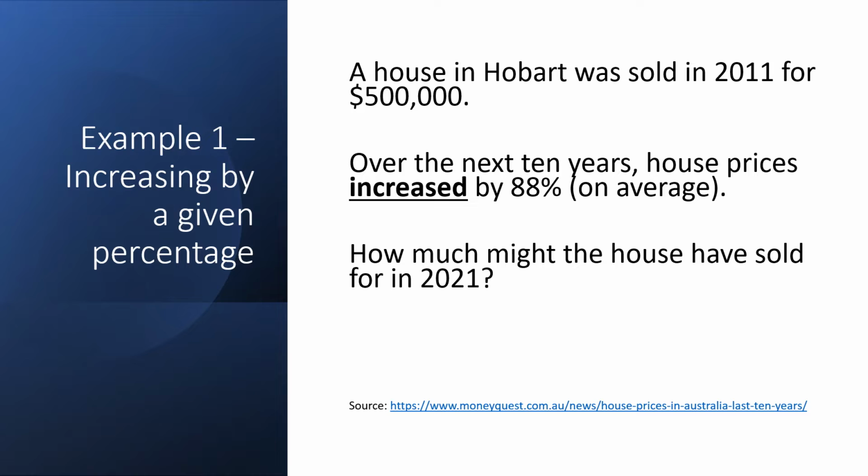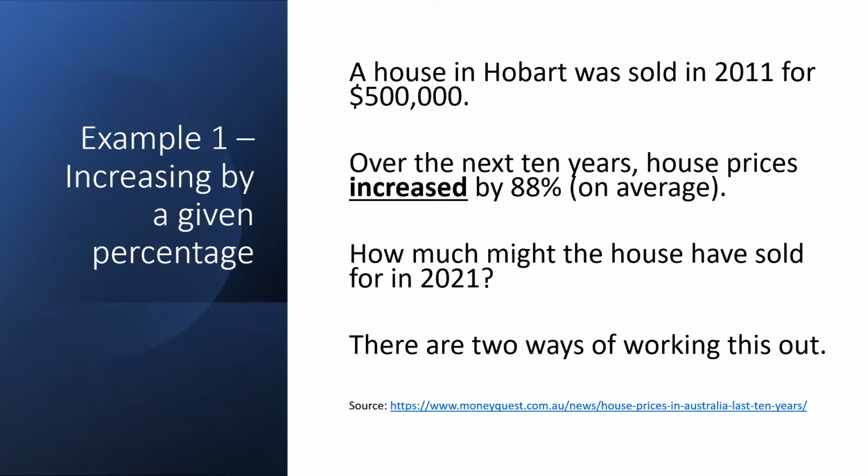Over the 10 years since then, house prices have been found to have increased by around 88% in Tasmania on average. Based on this, the question is, what price might the house have sold for if it was sold in 2021? Now, there are two ways of working this out. I'm going to talk through both ways and you can decide which one you prefer.